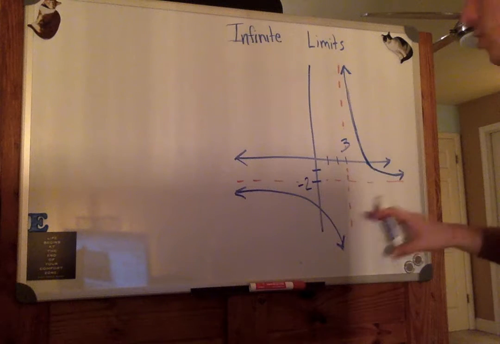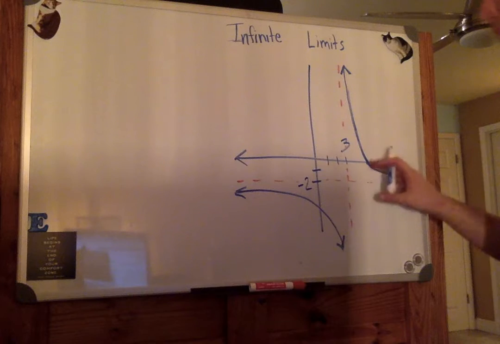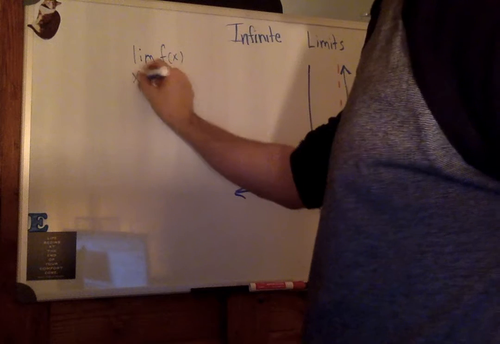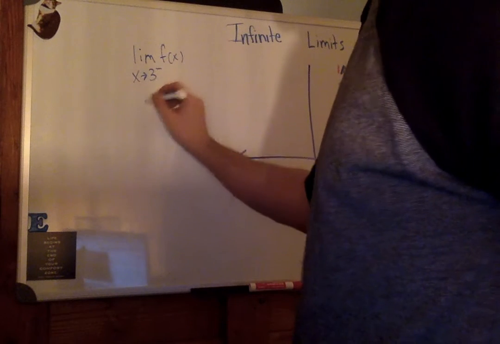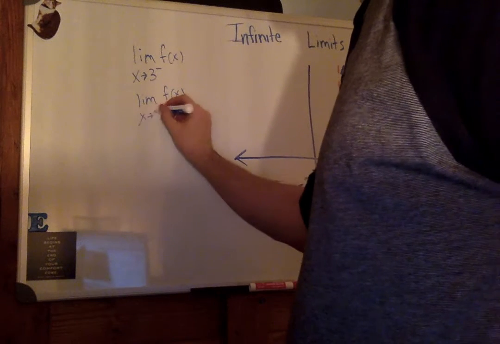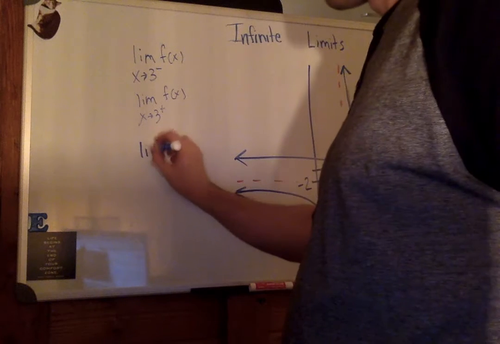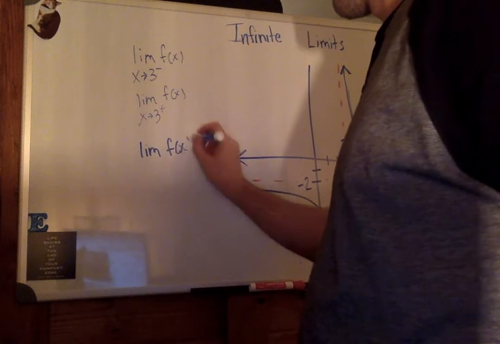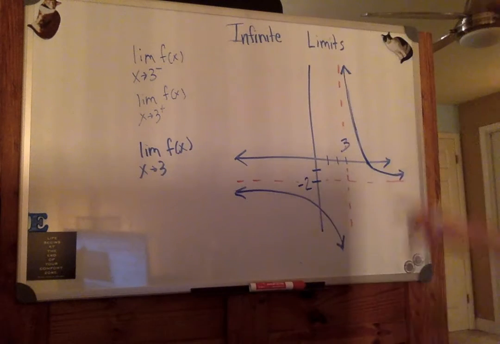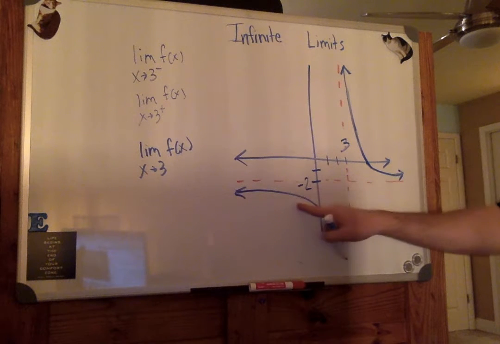So on this function, one thing that might be interesting to us is the limit as x approaches 3 from the left and from the right. Let's find both of those. What is the limit of this function as x approaches 3 from the left? What is the limit of this function as x approaches 3 from the right? And then we should probably also consider what is the limit of this function as x approaches 3 from both sides.